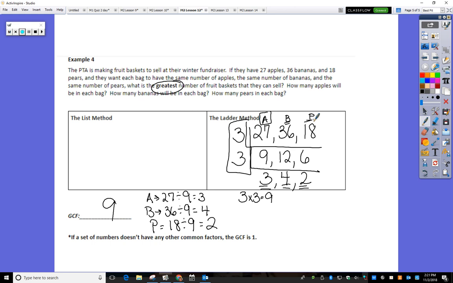Now, just a little note here, if a set of numbers doesn't have any other common factors, the GCF is 1. So for example, if I had 3 and 5, nothing can go into 3 and 5 besides 1, so then 1 would be the GCF.